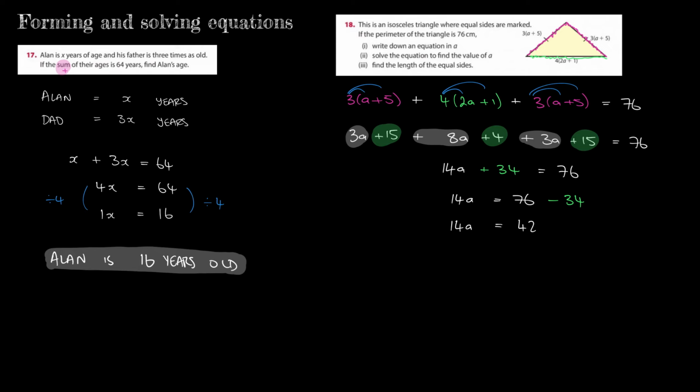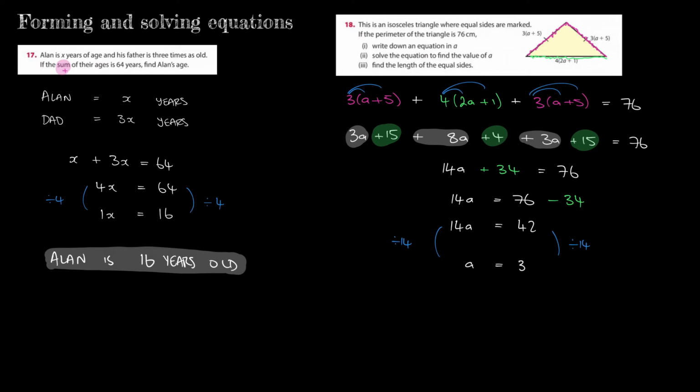So our last step there is 14a is equal to 42. So to find out what 1a is, we divide both sides by 14. If we divide the left-hand side by 14, we'll get 1a, but we have to make sure we do the same to the right-hand side and divide that by 14. So divide 42 by 14 and you'll get an answer of 3.